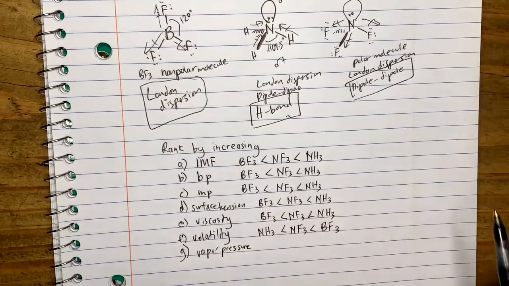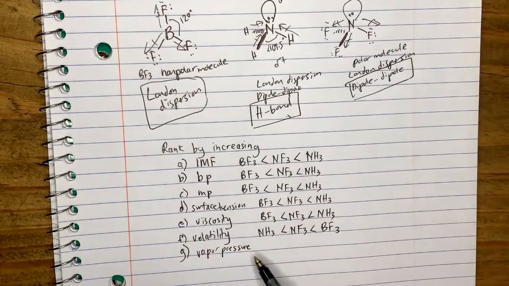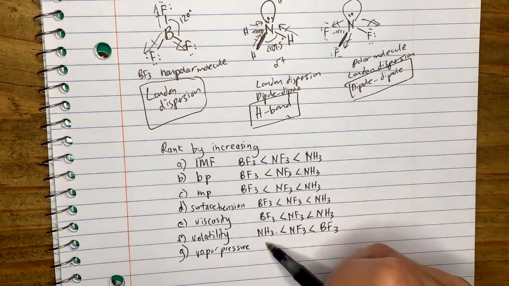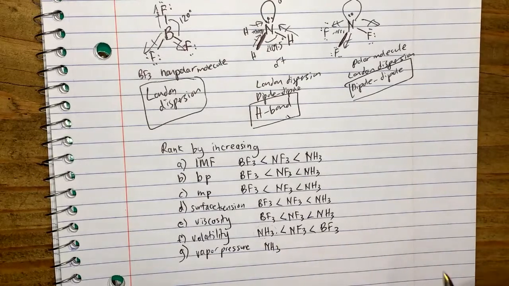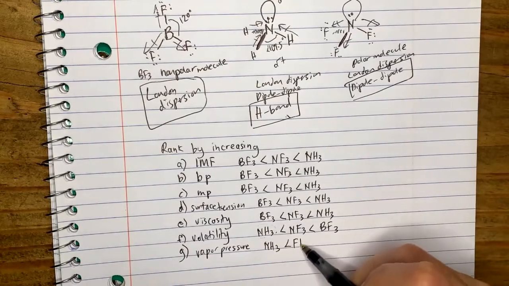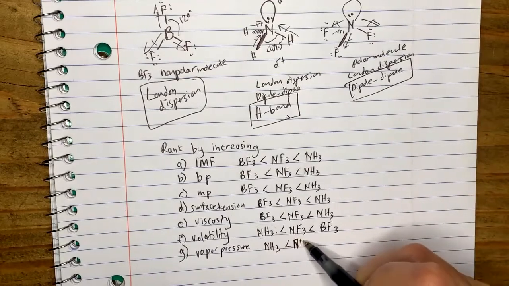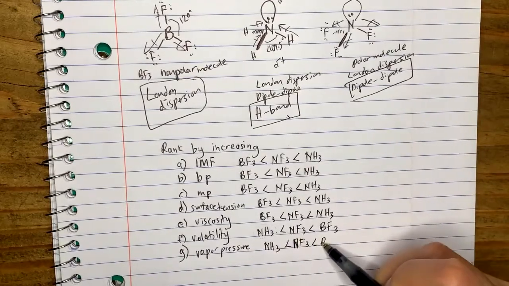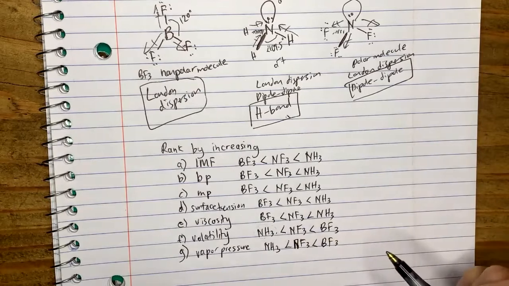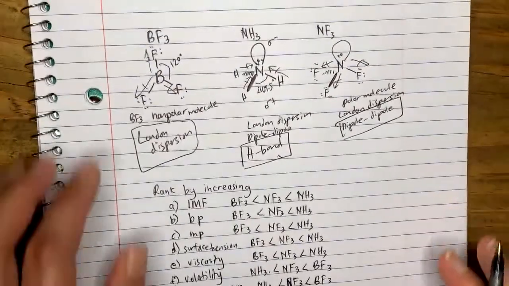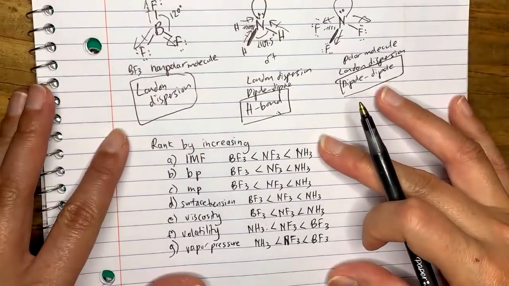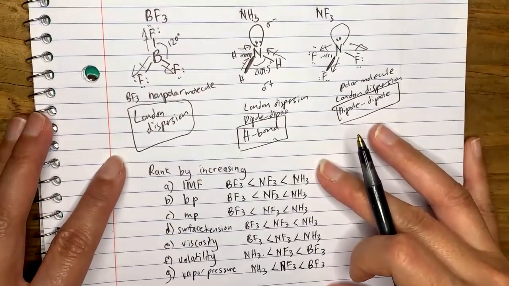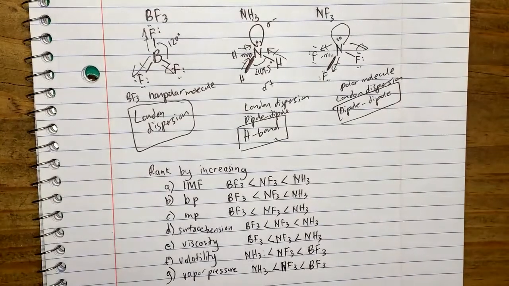So increasing vapor pressure, again, something that has very few gas molecules will have lower vapor pressure. So you have NH3 as the lowest vapor pressure because it has the strongest intermolecular force. And then NF3, I wrote it wrong, NF3, and then you have BF3. Okay, so just showing you that I can give you a series of molecules and ask you any of these trends. And I can ask you increasing or decreasing. So just keep that in mind.